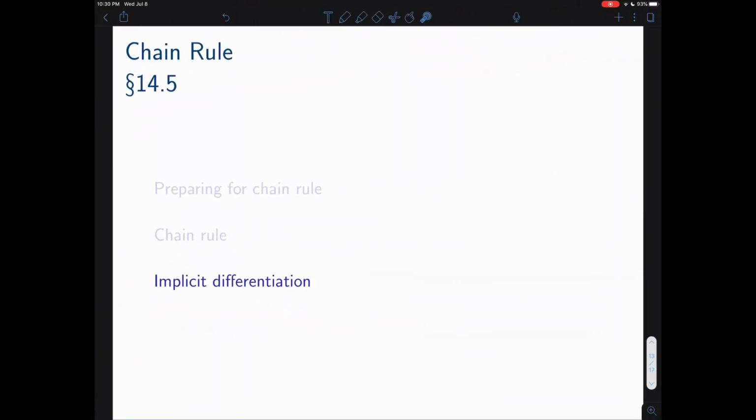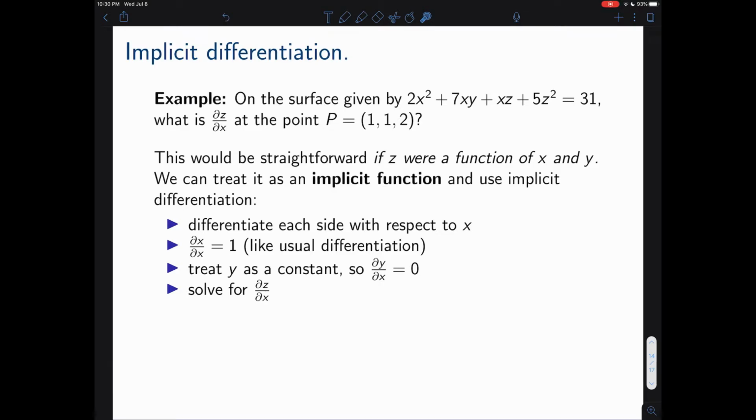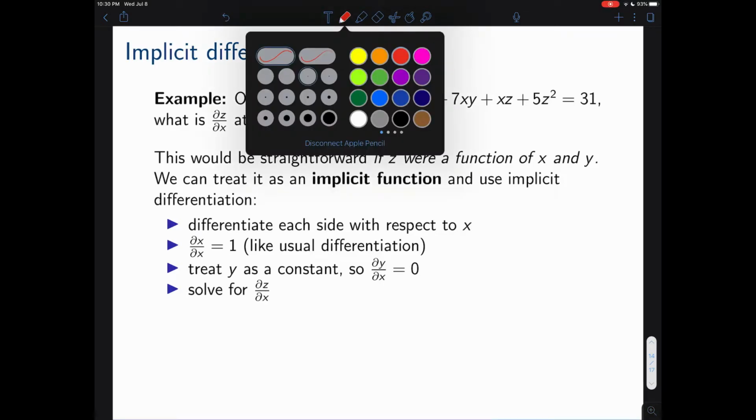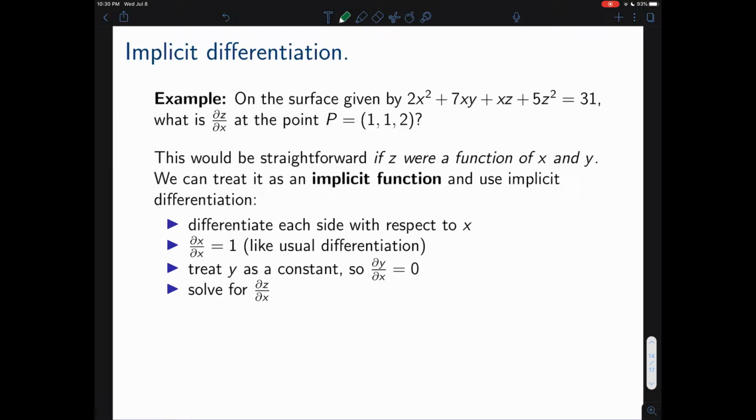Now let's talk about implicit differentiation. As an example, on the surface given by 2x squared plus 7xy plus xz plus 5z squared equals 31, what is the partial derivative of z with respect to x at this given point, p equals (1, 1, 2)?